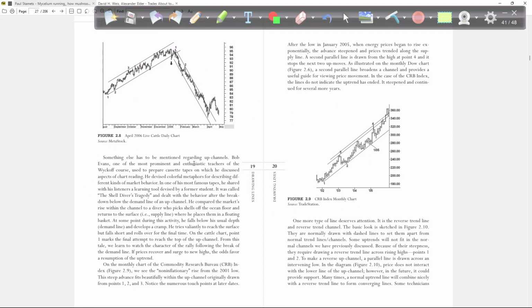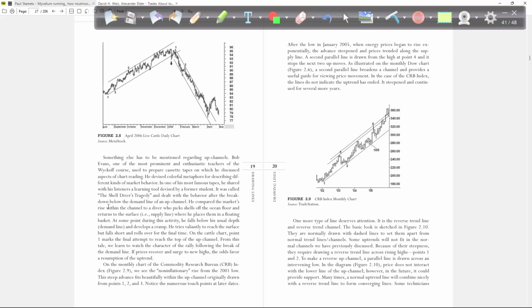Something else has to be mentioned regarding upturns. Bob Evans, one of the most prominent and enthusiastic teachers of the Wyckoff course, used to prepare cassette tapes on which he discussed aspects of chart trading. He devised colorful metaphors for describing different kinds of market behavior.